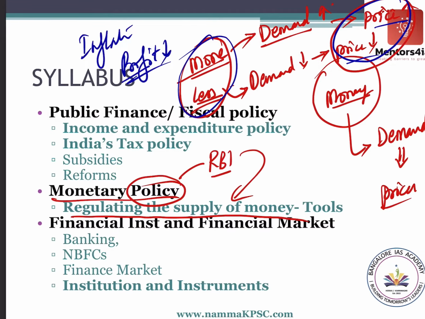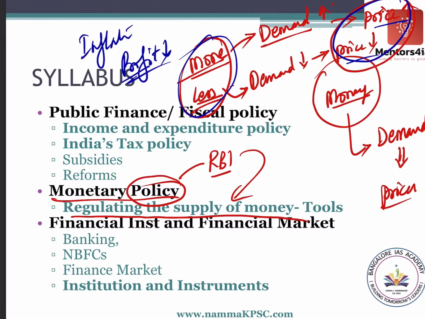So what is the best approach? You should have the right amount of money. An amount of money which does not increase demand, nor reduce the demand, nor increase the price or reduce the price. So we have to ensure that there is the right amount of money, not too much, not too little. Who does this? This is done by none other than the RBI.